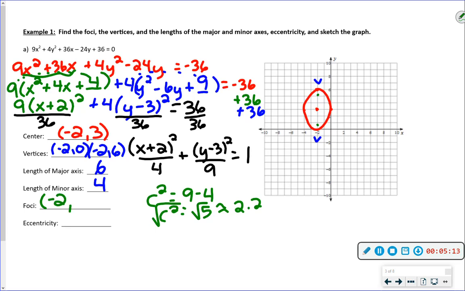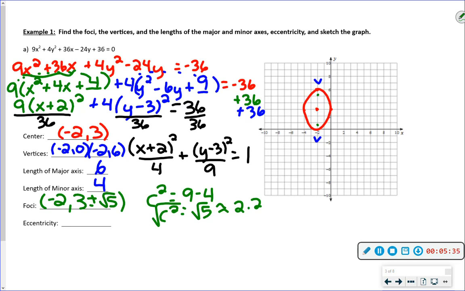Now remember, we went from the center. Question, guys? We went from the center up a square root of 5 and down a square root of 5. So my center was at 3. I went plus root 5, minus root 5, which is what I'm going to write. That's the tricky part.